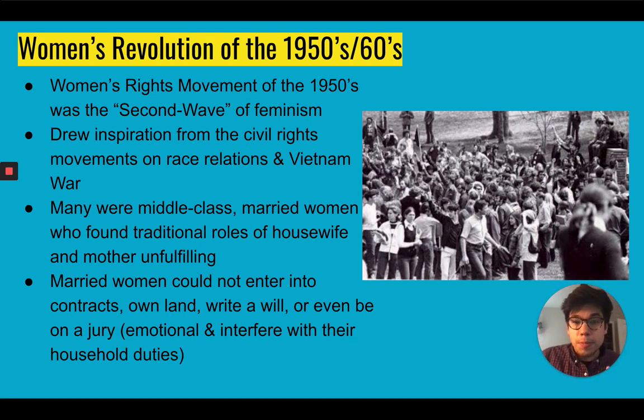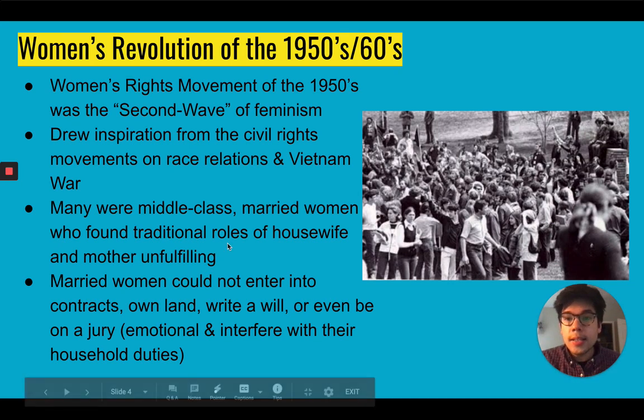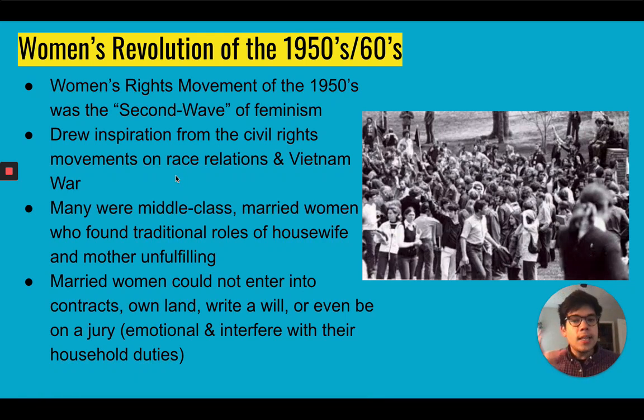What inspired this movement, really similar to women's suffrage, is the civil rights movements happening at this time over race relations, as well as the Vietnam War. So we see these two areas influencing the women's rights movement and bringing to light the disparities between men and women. The majority of the leaders and supporters of this women's rights movement in the 50s, 60s, 70s were primarily middle-class, upper-class, married women who found those traditional roles of strictly being a housewife, strictly being a mother, unfulfilling.